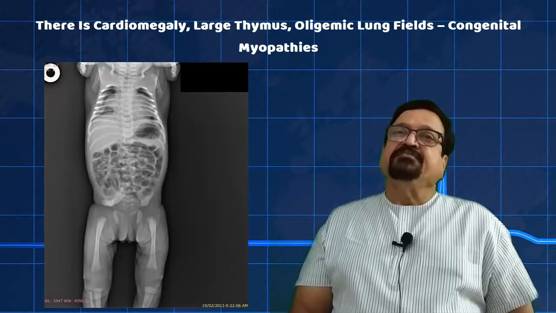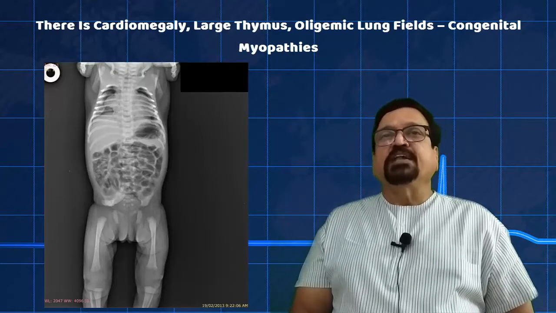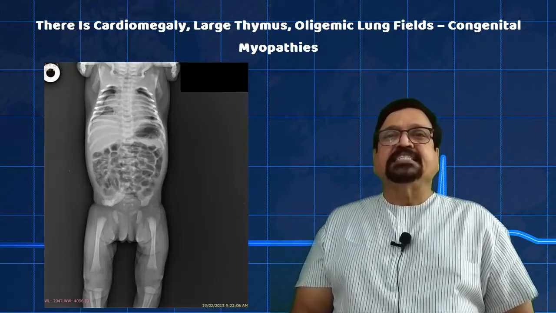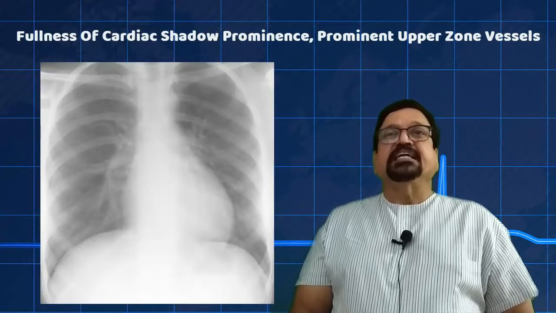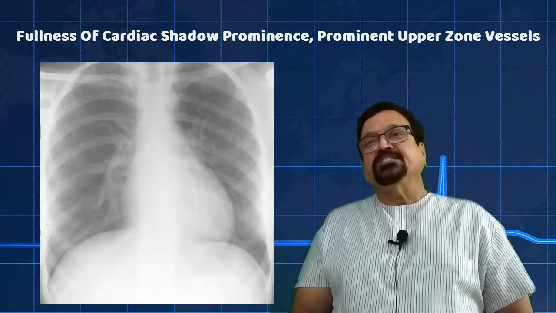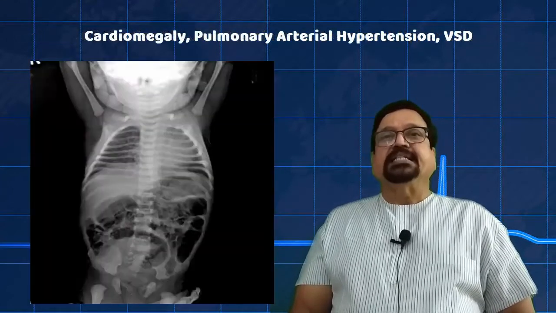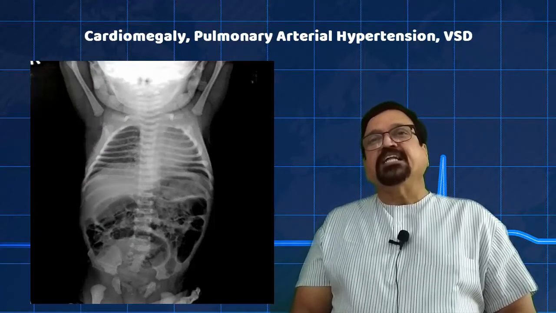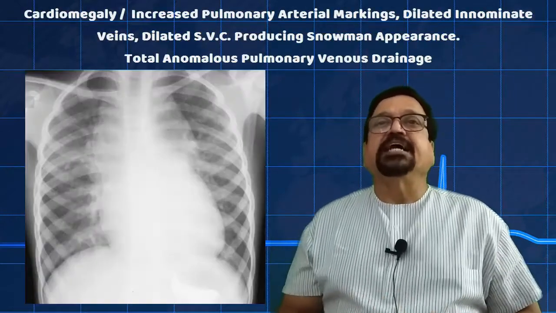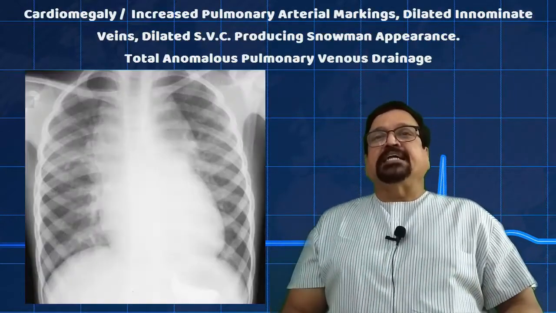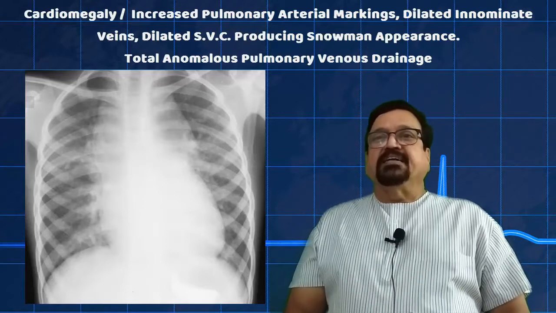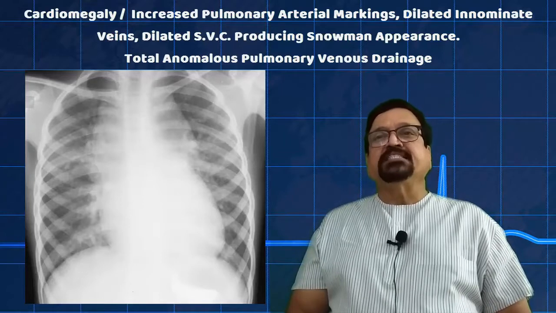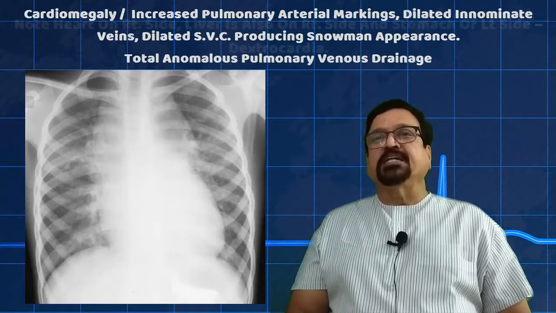This is usually not fitting with valvular disease, nor with the classification we have done. So we diagnose this as a congenital cardiomyopathy. Now this is showing fullness of the cardiac shadow and prominent upper zone vessels. In this there is cardiomegaly and pulmonary arterial hypertension, consistent with VSD. Now there is cardiomegaly and increased pulmonary arterial markings, dilated innominate veins and dilated SVC, producing a snowman appearance. This is total anomalous pulmonary venous drainage.